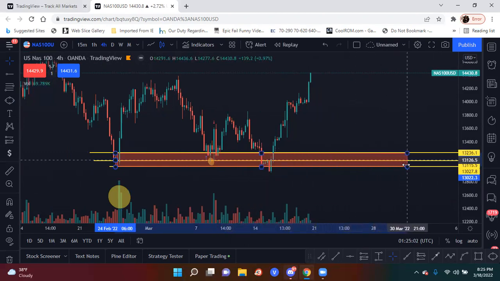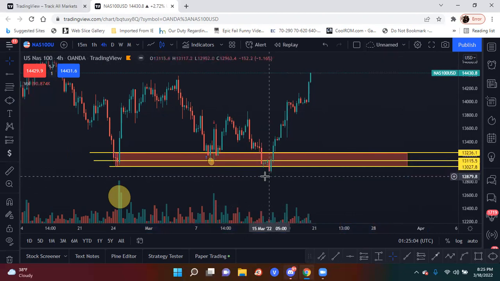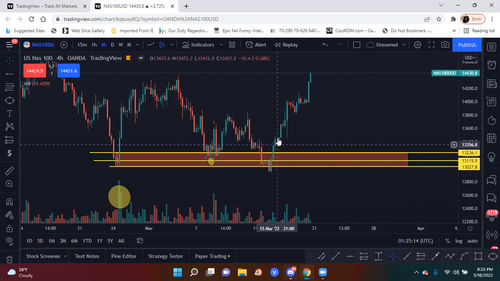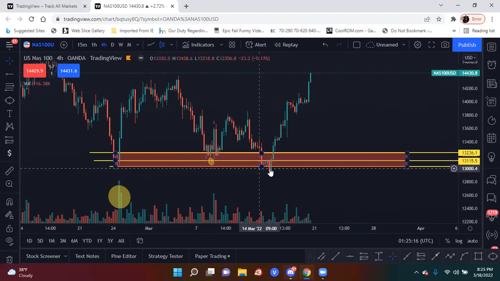You have this liquidity grab right here, right? Where it comes below the zone, traps a whole bunch of sellers, retail sellers are selling right now, and it shoots the market back up in that zone.